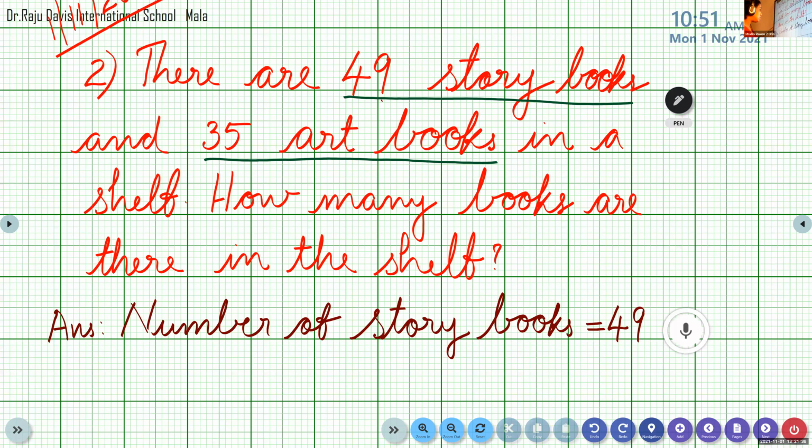Now we wrote only the first step, isn't it? Number of storybooks. And Hamdan, can you tell me the second one? What will be the second step? After the storybooks, we can see the next books are art books. So how to write this next step? How to start? Number of art books. Yes, very good. Number of art books. Okay, please write.